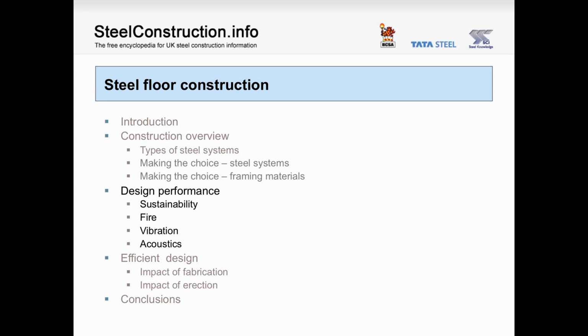Okay, we now move on to an overview of the design performance of steel floors. As I mentioned earlier, everything that we'll cover in this section is considered in greater depth in other online CPDs. So if you're interested in more detail on any of the topics in this section, you can watch the appropriate CPDs for more information.